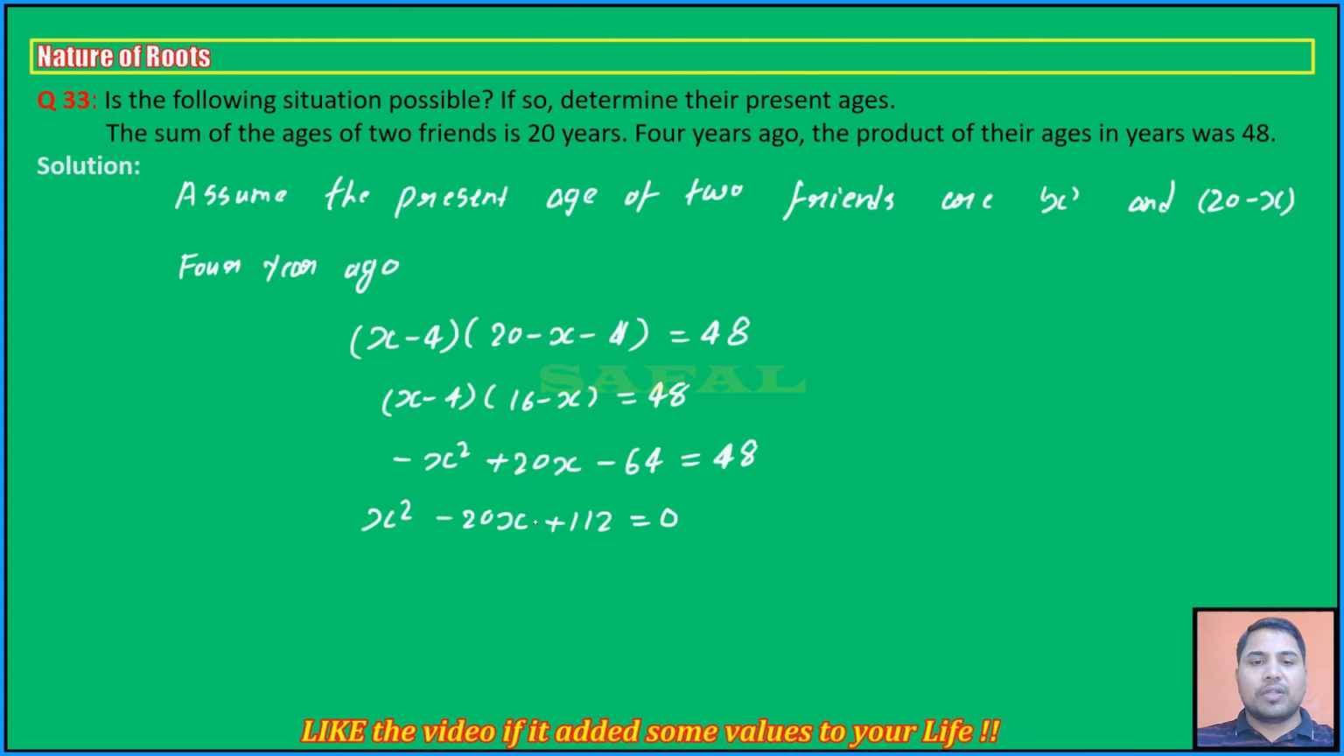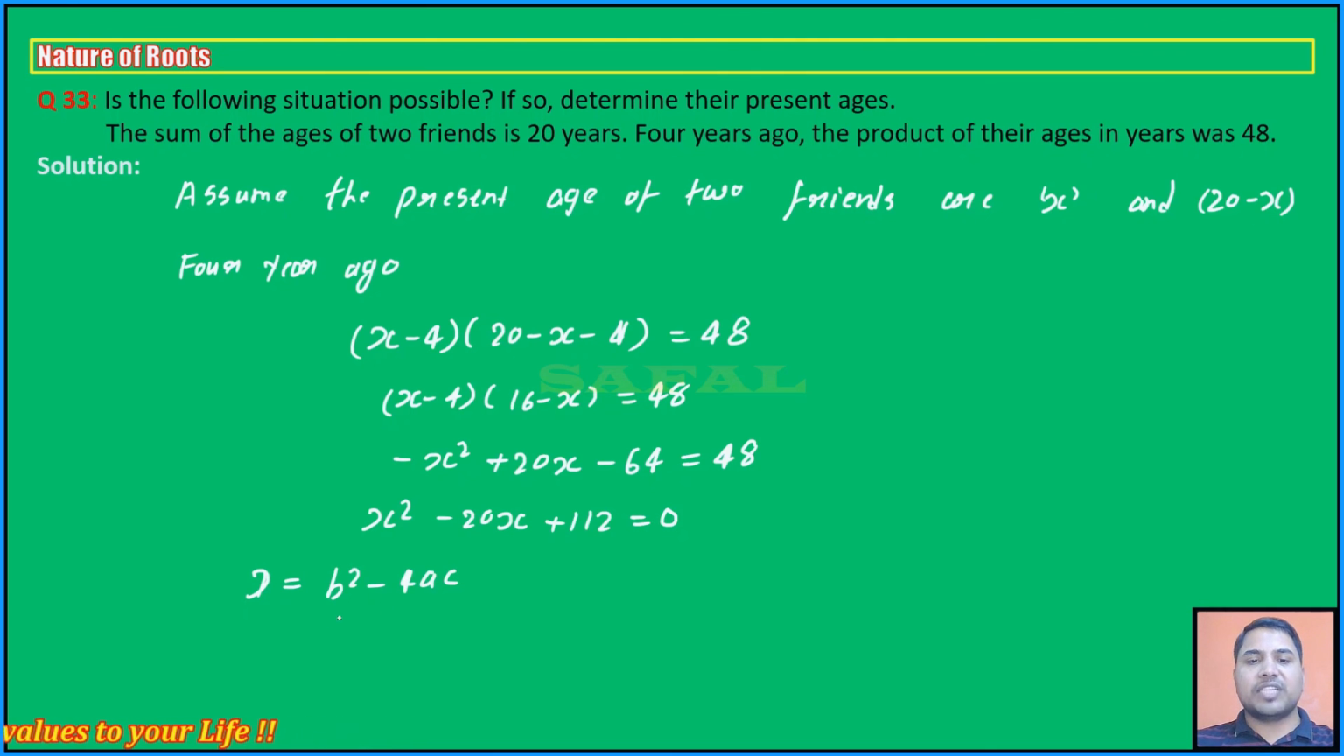So now if this quadratic equation will have real roots, then I'll say above situation is what? Possible. So that means we need to check discriminant of this quadratic equation. So what we need to check? Discriminant. So D is b square minus 4ac. Now the value of b here we have is how much? Minus 20. So minus 20 square minus 4ac. A is how much? 1 and c is how much?